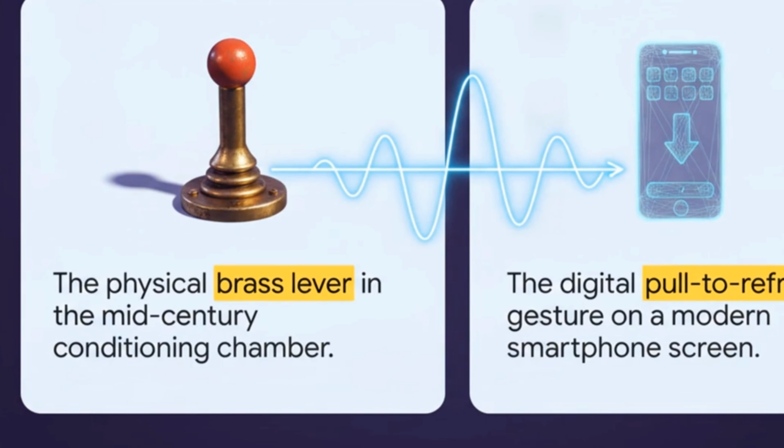Now, I want you to think about the physical gesture of pulling down on your screen to refresh a social media feed. It is the exact same mechanism as the lab animal pressing that brass lever in the 1950s. You don't scroll because you're finding immense value every single time. You scroll because your neurochemistry cannot resist the primitive terror of missing what comes next.